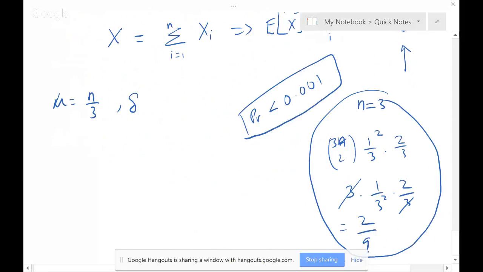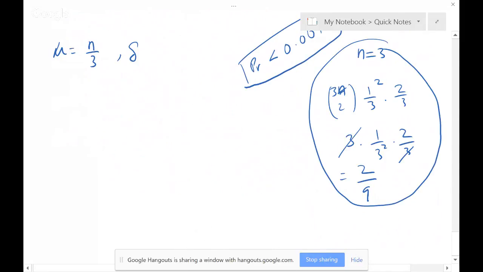So let's see how that works out. Now what we want to ask is the probability that X is greater than n/2. We want that probability to be strictly less than 0.001. So let's focus on this.